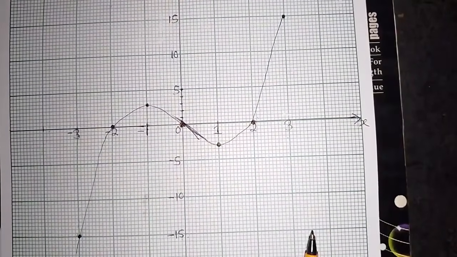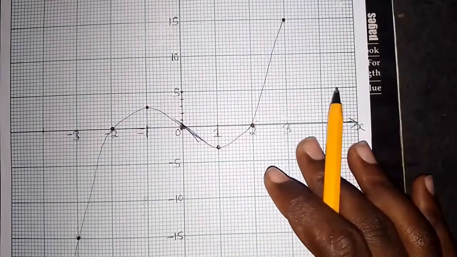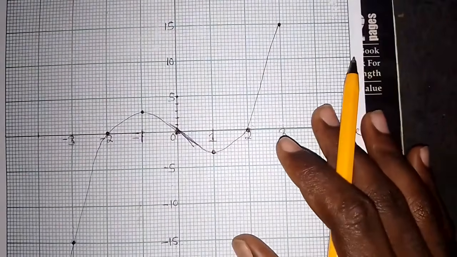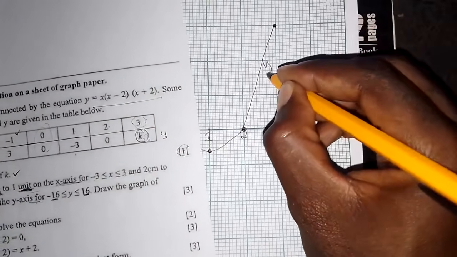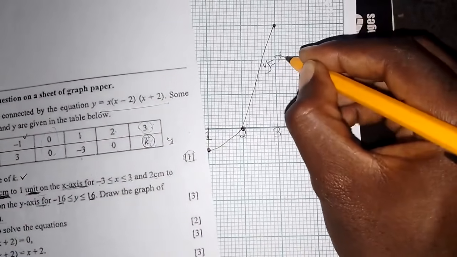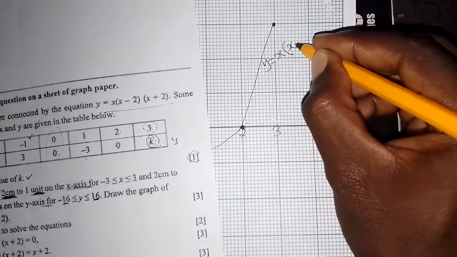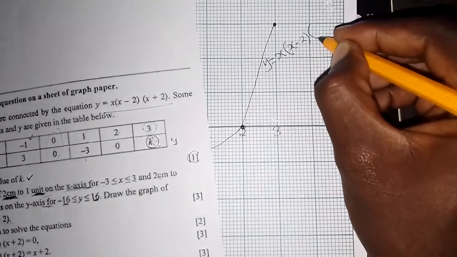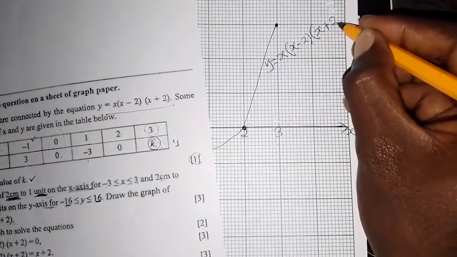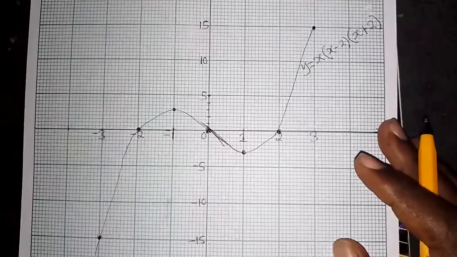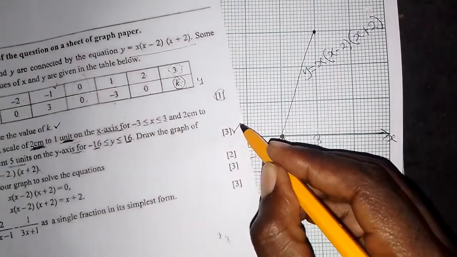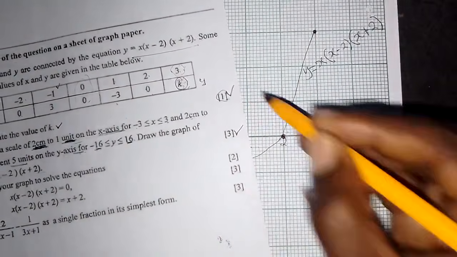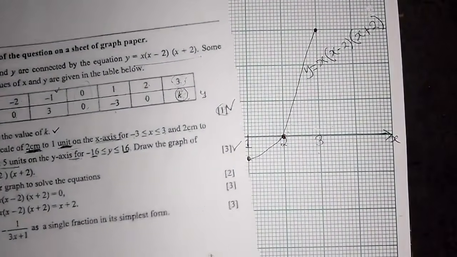Have you seen? So we are done with the graph. You name it. It is y is equal to x, open bracket, x minus 2, close, x plus 2. This is the graph. You are done. Have you seen? They give you how many marks? 3. So you've gotten these 3, also that 1 mark. So 4. Okay, we continue.